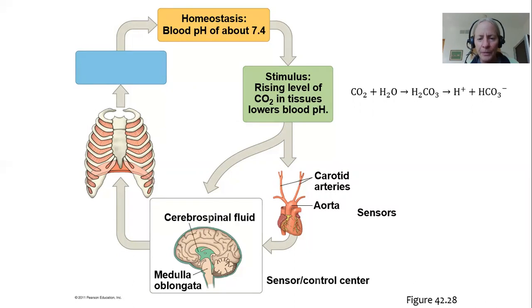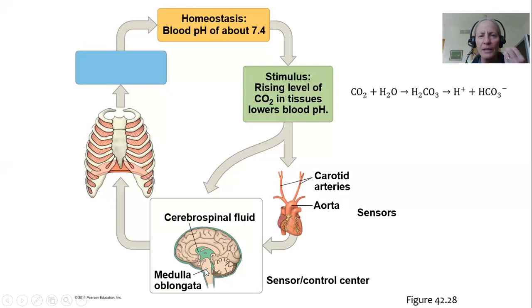And as a result, information is sent from those sensors by nerve impulses to the brain stem, the medulla oblongata. And also, if we have low pH in the blood, this will also cause a low pH in the cerebrospinal fluid, and there are sensors that detect that as well. Both of those, the information from the cerebrospinal fluid and from these carotid and aortic sensors, goes to the medulla.